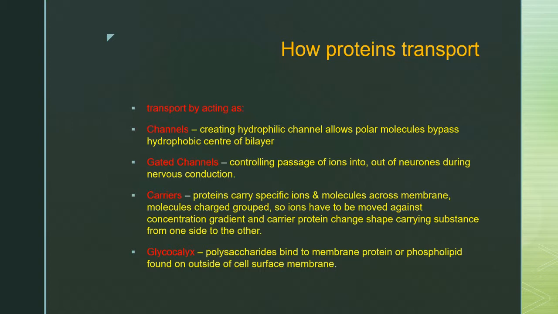How do proteins transport across this selectively permeable cell membrane? Basically, they transport by acting as channels, as they create hydrophilic channels, allowing polar molecules to bypass the hydrophobic center of the bilayer. Then there's gated channels. Don't get these mixed up, they are different, as gated channels control the passage of ions into and out of neurons during nervous conduction.